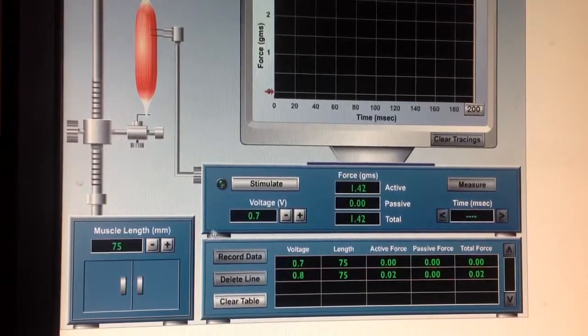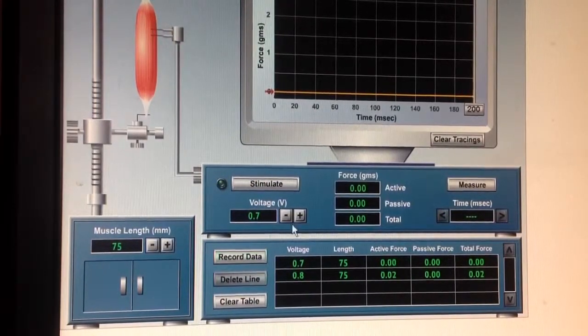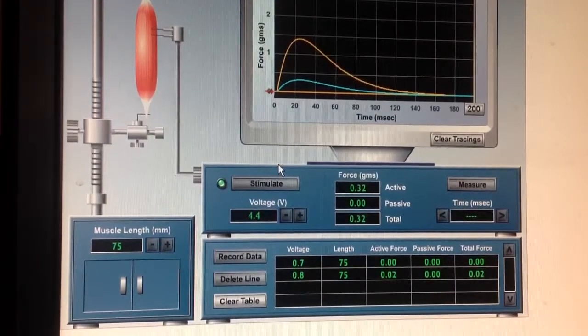A cell membrane has a resting potential of about negative 70 millivolts. So if we stimulate below that, or subthreshold, we're going to get no force. But once we overcome that and get higher than negative 70 millivolts, we're going to see a little bit of a twitch take place. The stronger the voltage, the stronger the twitch. So let's go to like 4.4 volts and we're going to see a typical twitch.